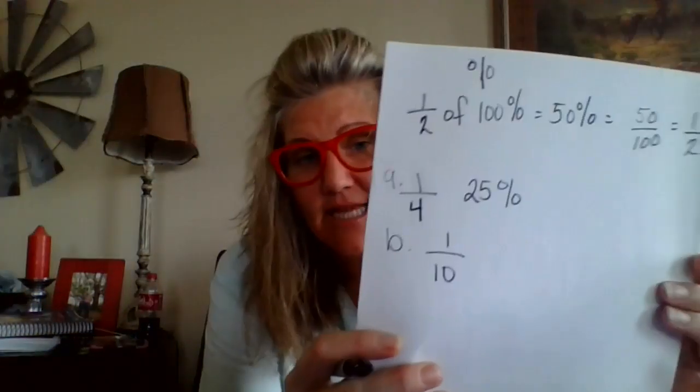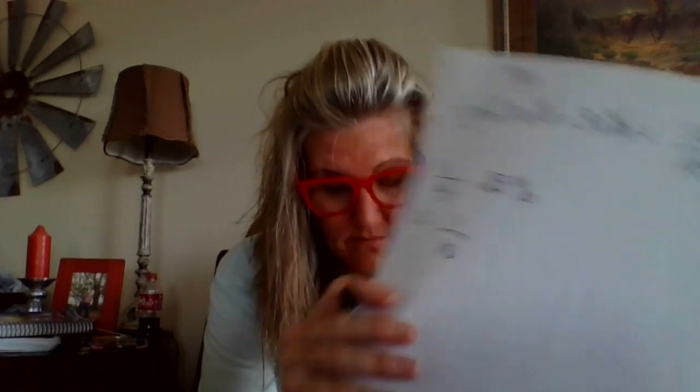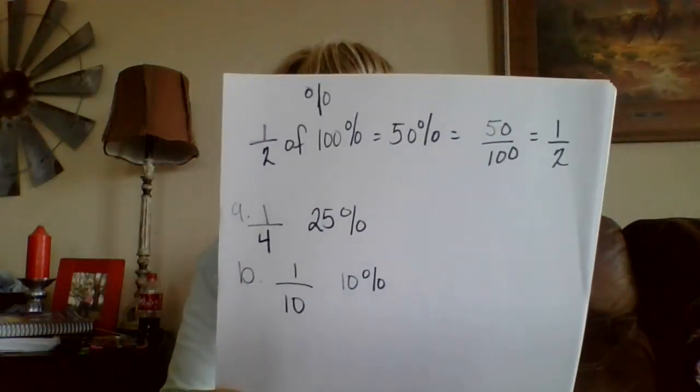Okay, that was A. B, how many equal groups do we have? How many groups is it divided up into? 10. How many are blue? 1. So your fraction's 1/10. And your percent, 1 dime is how much? 10. 10%.